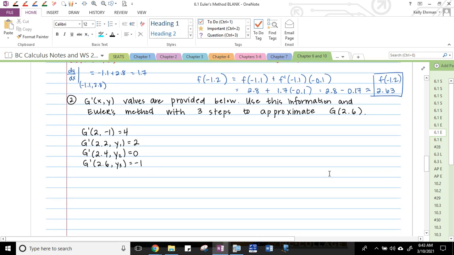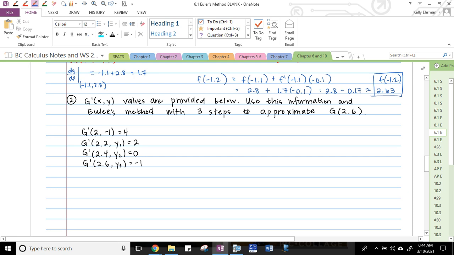All right, what about this example? G prime of x, y values are provided below. Use this information and Euler's method with 3 steps to approximate G of 2.6. So they're giving us the derivative values at different ordered pairs. These are x values, obviously, and these are the y values. So we don't have an equation for G of x to take a derivative of.